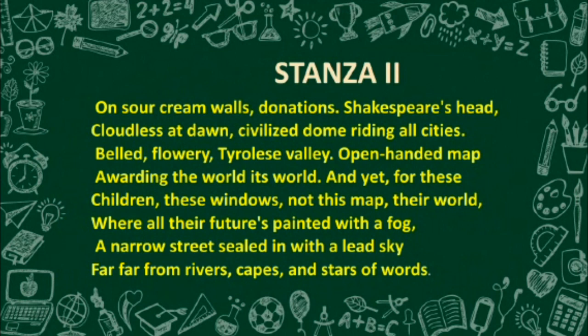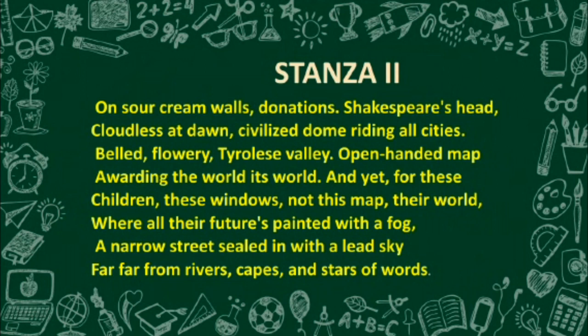Their world is limited to what they see through the windows of the classroom. And what do they see? The heap of garbage, the slum area, in which all their future, not only their present, but their future is also painted with the fog. That means there is darkness all the time. So far, there is no sense of hope. Further, the poet tells us more about the place where these poor children live.